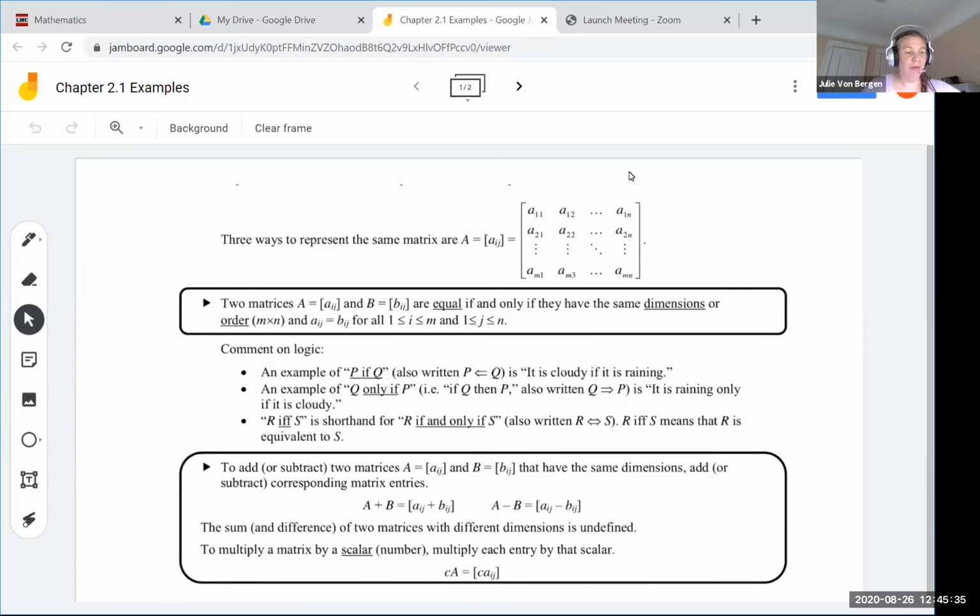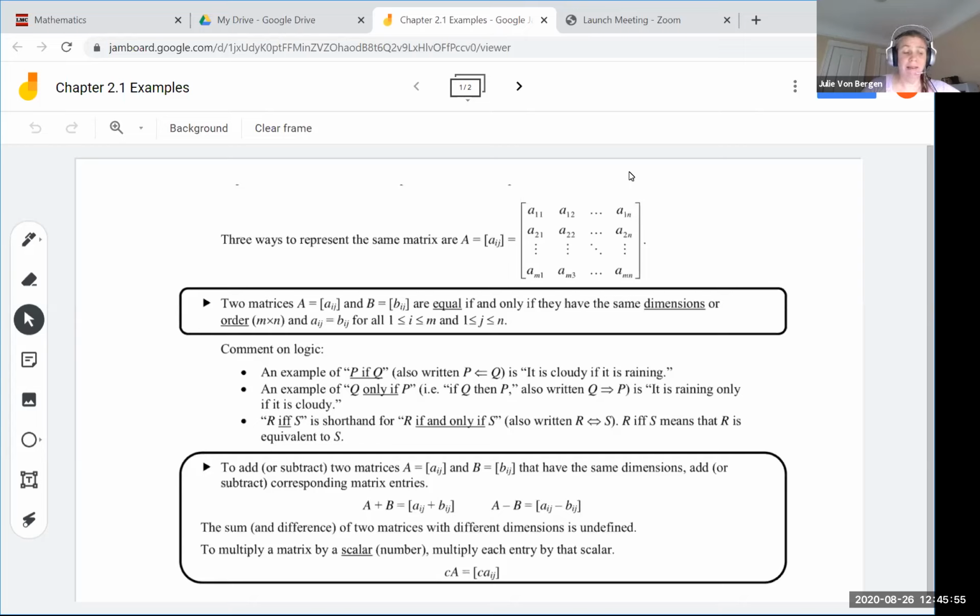In chapter 2, we are going to be using some of the fundamentals of matrix theory and applications of matrices. So I want to start by showing you some of the mathematical conventions we use to represent matrices. So in this first row here, we've got the 3 different ways to represent the same matrix.